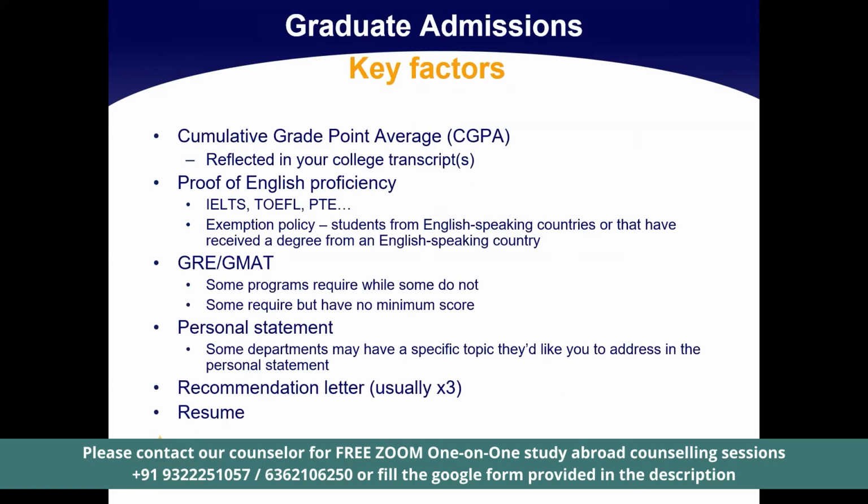So that is for undergraduate. For graduate, it's very similar with some additional factors, but similarly, university will look into your GPA. Again, this is reflected in your college transcript. They will also ask for proof of English proficiency. It's the same for undergraduate. So the first 2 points are no different from undergraduate.